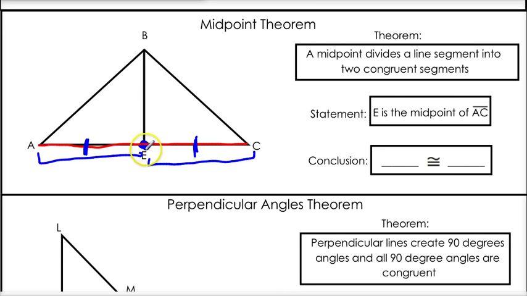And that makes sense, right? Because if E is directly in the middle, I know this part and this part must be exactly the same length, or else it wouldn't be in the middle. So AE is congruent to EC. That's my conclusion. So if it's in the middle, it splits it into two congruent segments.